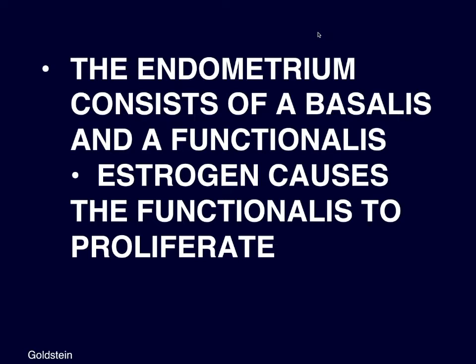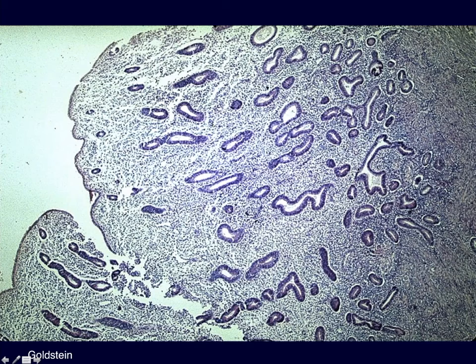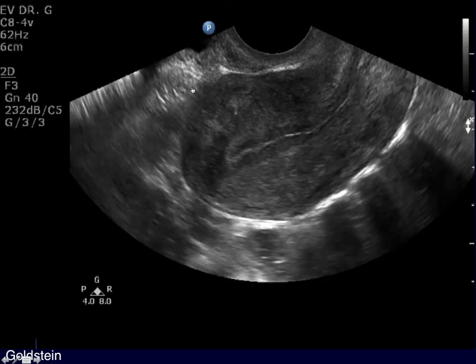So realize that the endometrium consists of a basalis and a functionalis. Estrogen causes the functionalis to proliferate. Proliferative endometrium is characterized by abundant mitoses. And I want you to look at the amount or height of the tissue. This is now a hysterectomy specimen taken from a patient in the proliferative phase. You see all these glands have abundant mitotic figures. You can see the relative thickness of this endometrial surface.